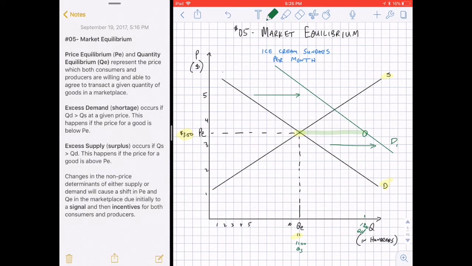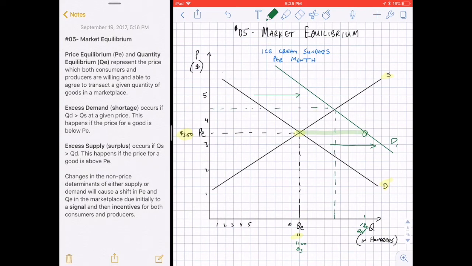So all those non-price determinants that we looked at that shift the demand or the supply curve are signals. In this case, the heat wave was the signal that affected the tastes and preferences of consumers for ice cream sundaes per month. That signal creates either a surplus or a shortage at the original equilibrium price. But as we can see, a new equilibrium price and quantity is suggested by the intersection of these lines.